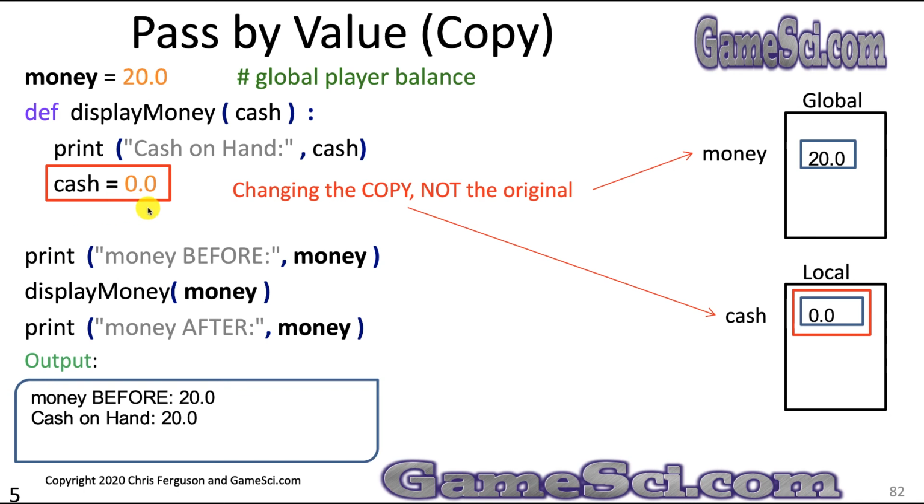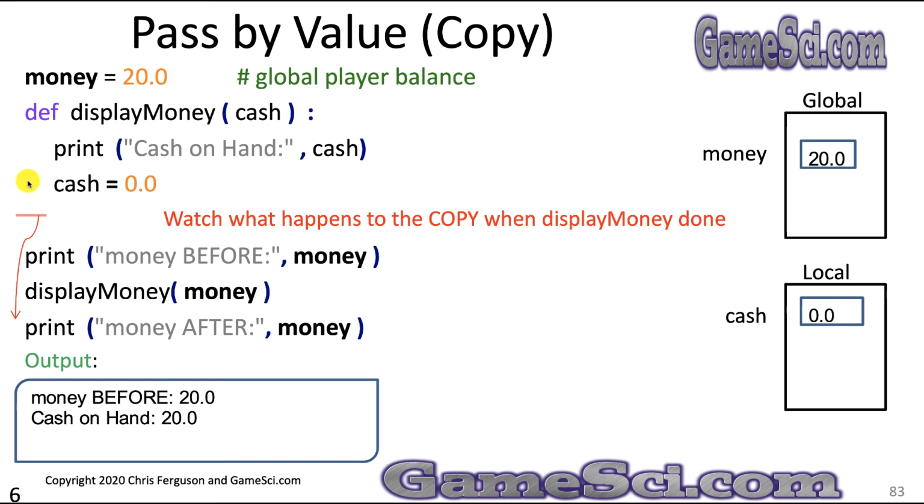So I'm going to say cache equals 0.0. But what you have to understand with pass by value, also known as call by value, is you will be changing the copy of the variable, not the original money. So cache will go to 0.0. What doesn't change in pass by value? The original parameter. I sent it money, but it got a copy of money, so I'm changing the copy, not the original. This is important because when I return, my money variable will be intact. Watch what happens to the copy when display money is done. So I've reached the end of display money.